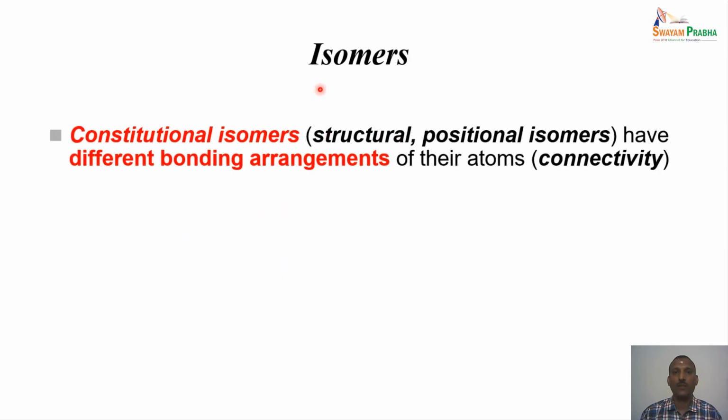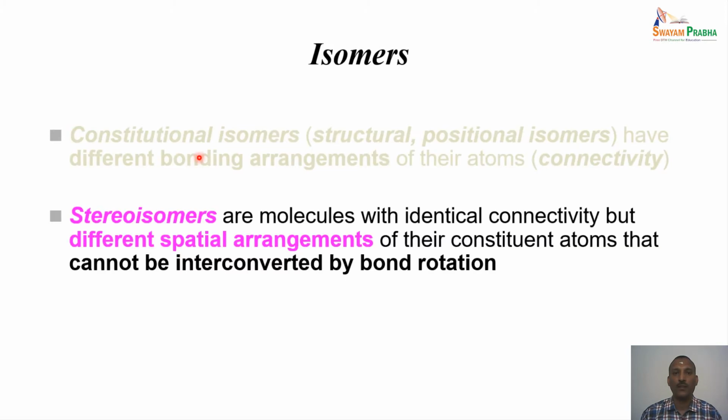We will start with a very basic fundamental thing, that is isomers. So what are isomers? Isomers are generally divided into two broad categories. The first one is constitutional isomers, which include structural and positional isomers. They have different bonding arrangements of their atoms. In other words, only the connectivity will be different in these kinds of constitutional isomers. The second one is stereoisomers.